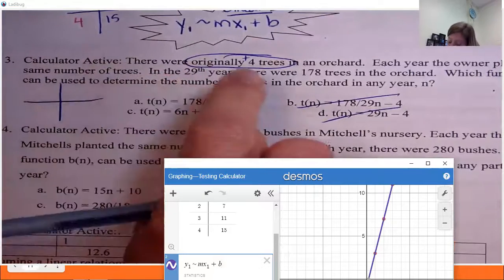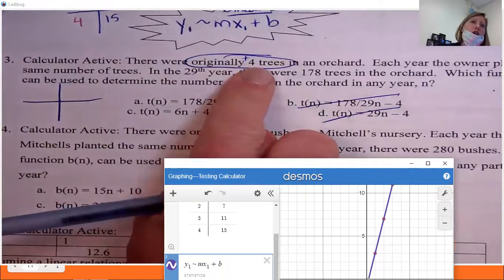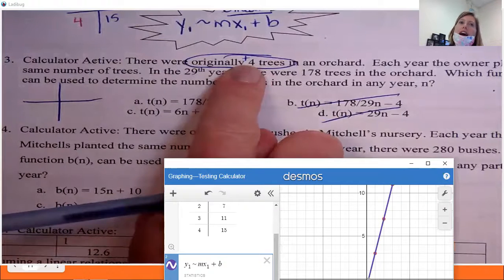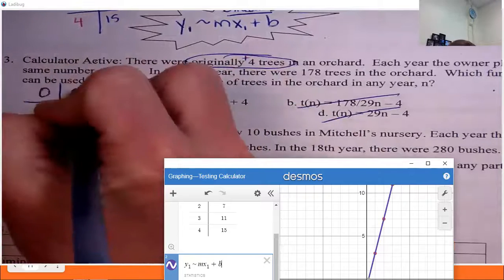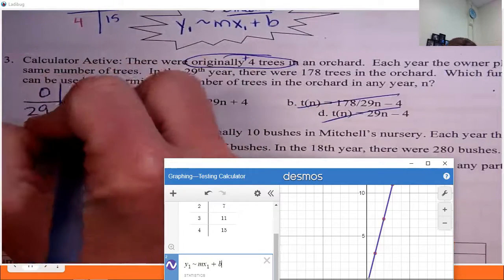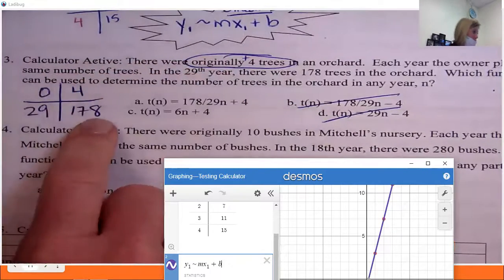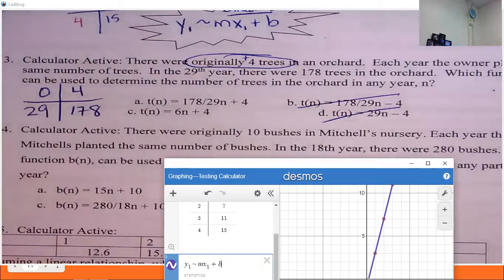If it's your starting value, can anybody tell me what number goes with 4? 0. So it's 0, 4, 29, and 178. Write down that table for me, please. 0, 4.